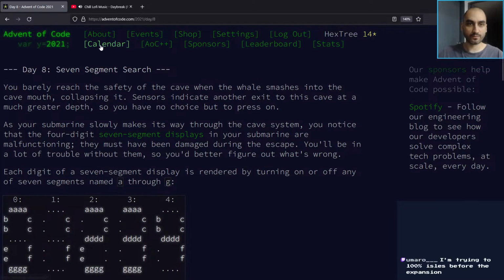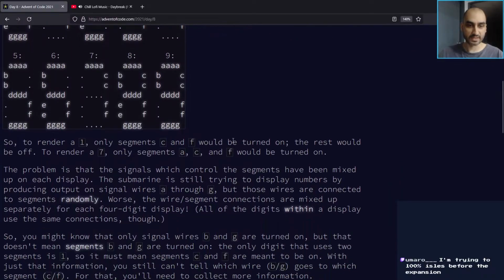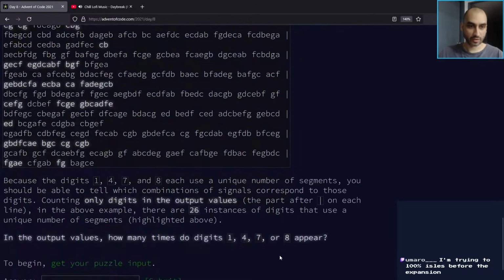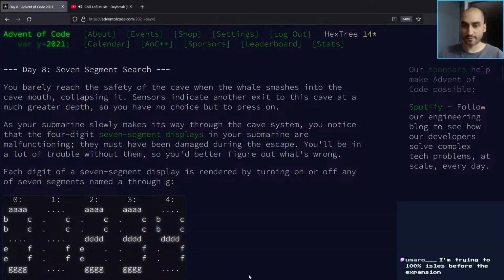Basically, this whole 2021 is themed around basically Subnautica. We're in a submarine exploring places. What you're doing, Isles. So did the expansion add like a new world, essentially?